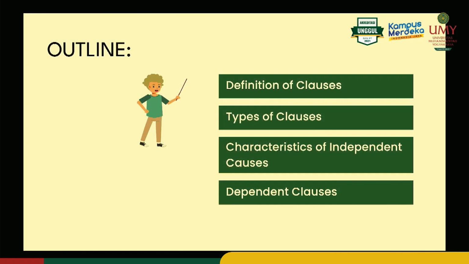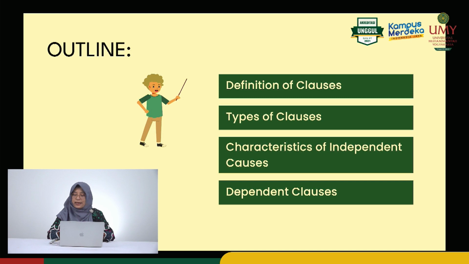After last time we talked about the complex sentences. And today we are going to talk about the part of the complex sentences which is called clauses. There are some outlines for today's discussion. First, the definition of clauses, and the second, the types of clauses. And the third one is the characteristics of independent clauses. And finally, the examples of independent clauses.